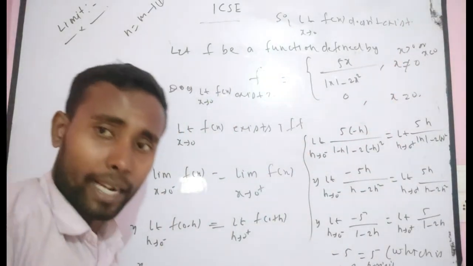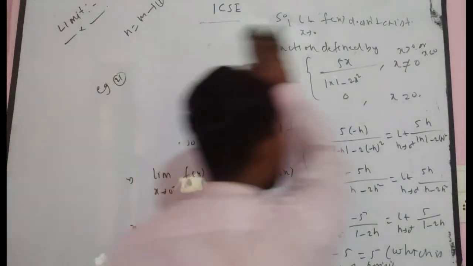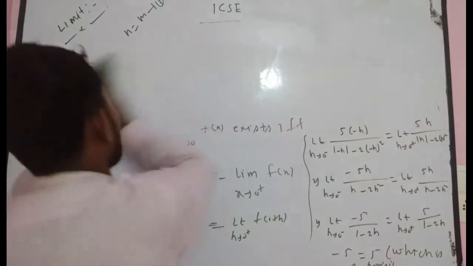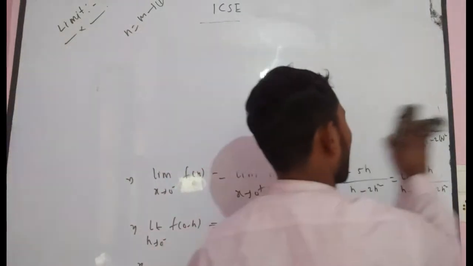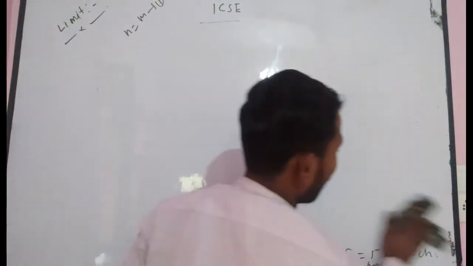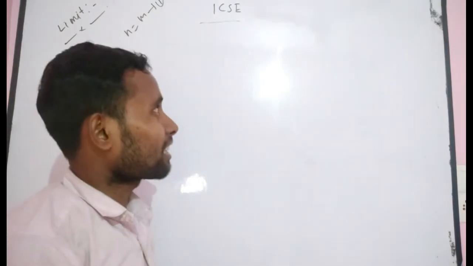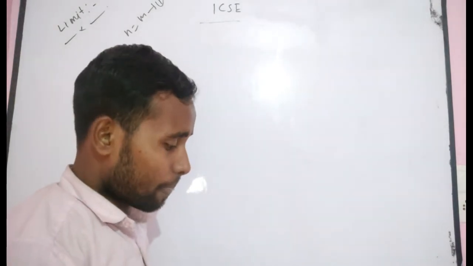Doesn't exist. I think you understand this. In this problem, there is a simple task: check out the existence of limit. You have to choose the function. How do we choose the function? Otherwise, everything becomes very easy for you.